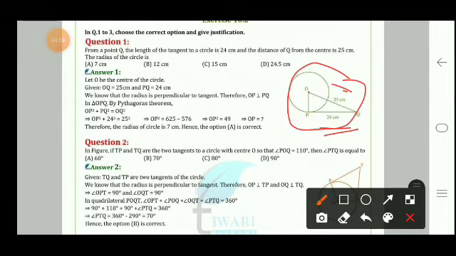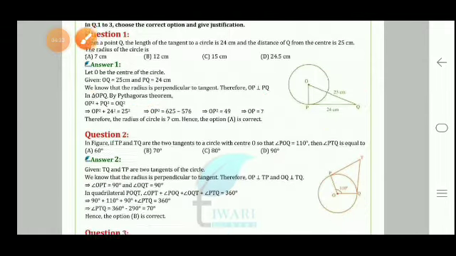As we all know, the radius is perpendicular to the tangent at the point of contact, so this angle is 90 degree. Now using the Pythagoras theorem, OP square plus PQ square is equal to OQ square. Putting all the values in this Pythagoras theorem, we are getting OP square is equal to 25 square minus 24 square, that is 625 minus 576. So the answer is OP is equal to 7 centimeters, the required answer. So option A is correct.